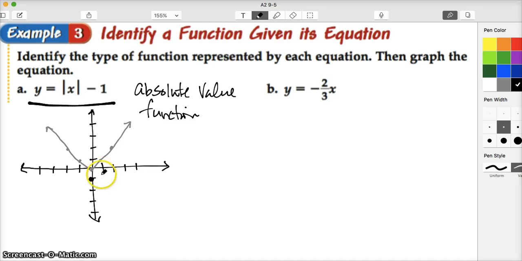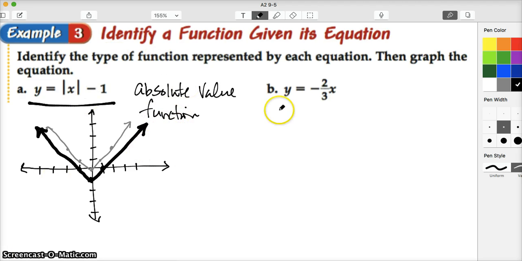So for every y value, though x being 0 meant y was 0 here, now x being 0 means that y is -1. Everything comes down 1. So now this is what my graph looks like. This one that I have in black here. This is the graph of y equals the absolute value of x minus 1. And you can, of course, plug in values to check that out.